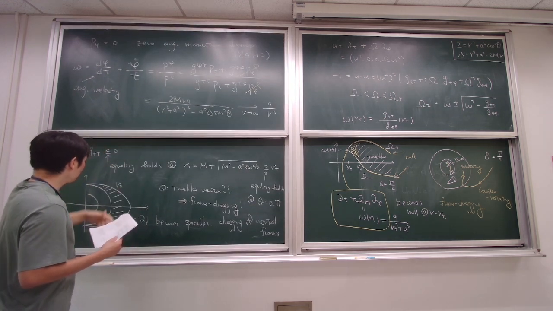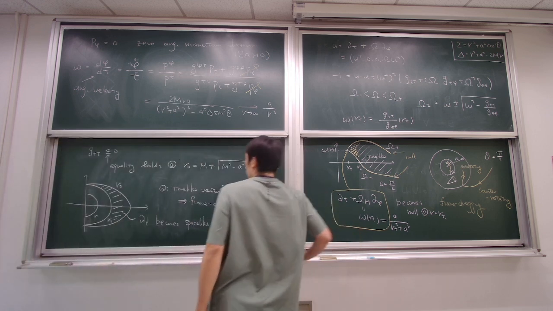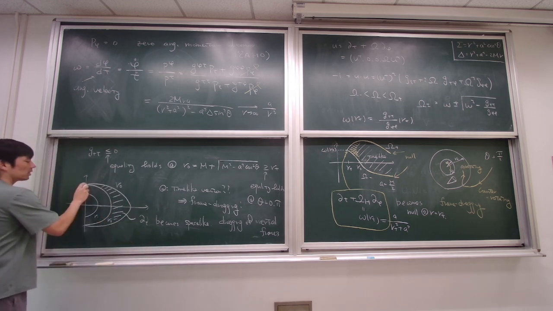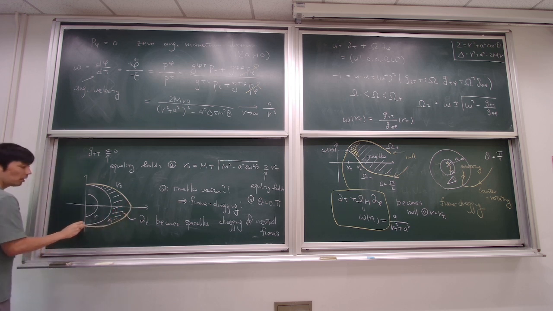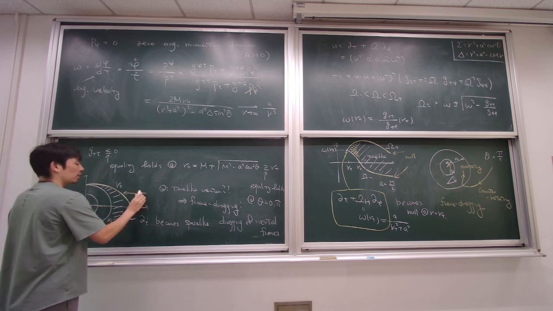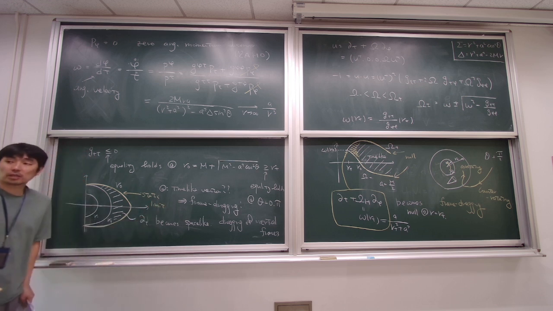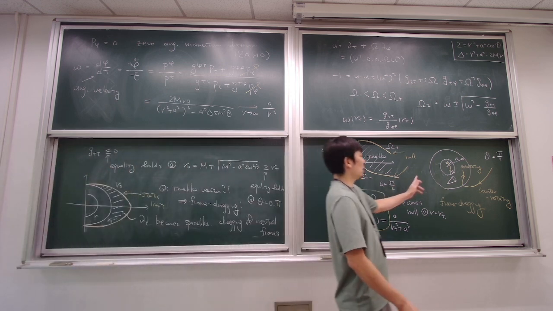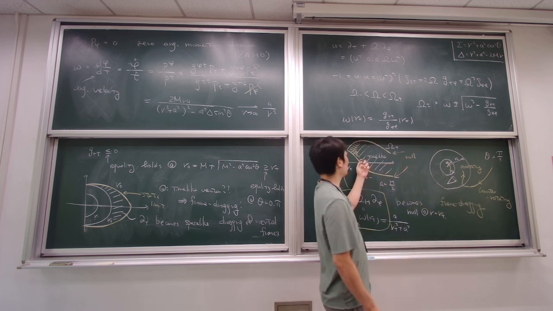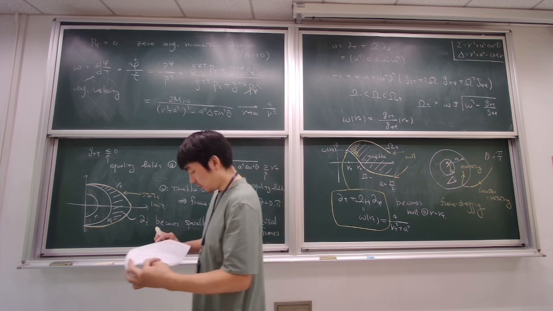Repetition is the father of learning. So people call this part, the surface of the ergosphere, the static limit, because the angular velocity vanishes. At this point, always the capital Omega hits 0.